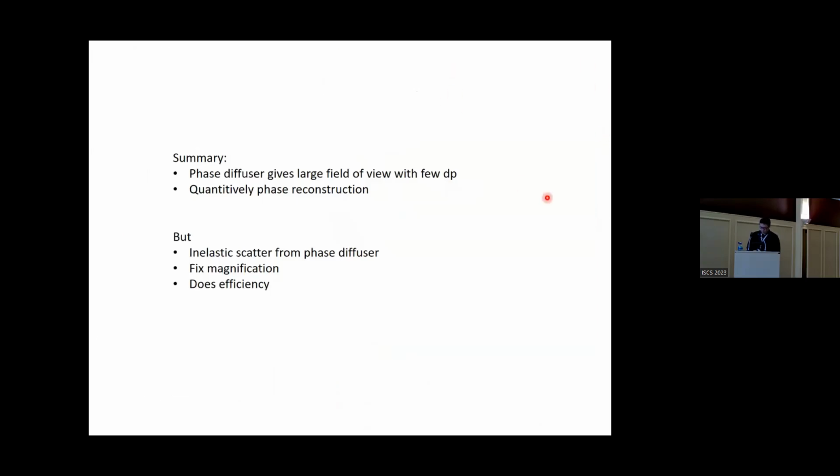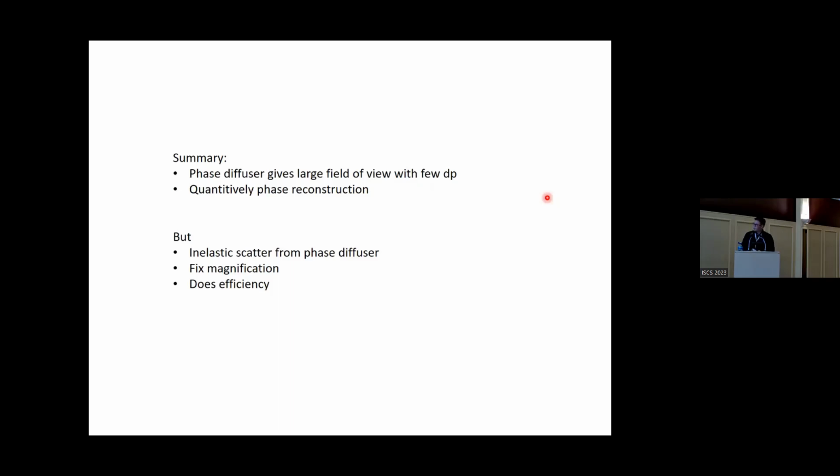And so previous near-field electron ptychography has been able to image a large field of view with few diffraction patterns, and it can also do the quantitative phase reconstruction. However, the phase diffuser will introduce inelastic scatters, and also the magnification is fixed due to the size of the phase diffuser. And also, we are constantly illuminating the specimen with electrons, and we are only allowing a small region of the dose to propagate to the detector. So it's really a huge waste of the dose.